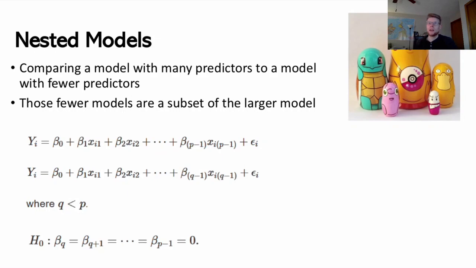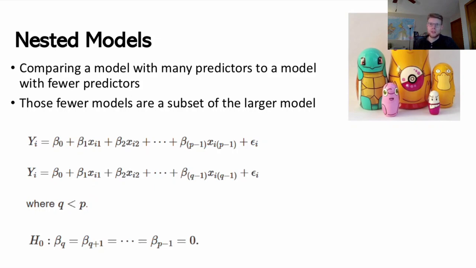A nested model is where I have a model with some number of parameters and another model with a subset of those parameters. Everything in the smaller model is in the bigger one, but there are things in the bigger one that are not in the smaller one. That's what we call a nested model: it's a subset of the larger model. Mathematically, we might say that we have p parameters, p minus 1 predictors, and this one has q parameters, q minus 1 predictors, and q is less than p. As long as that's the case, that's how we represent this.